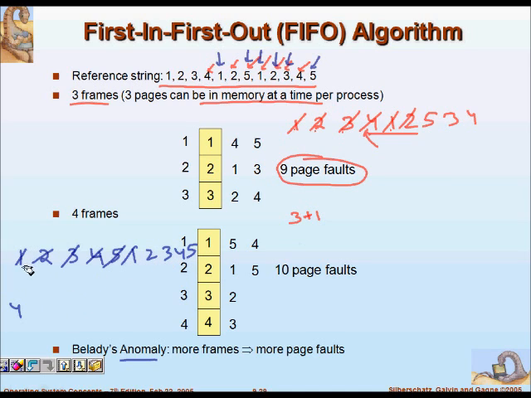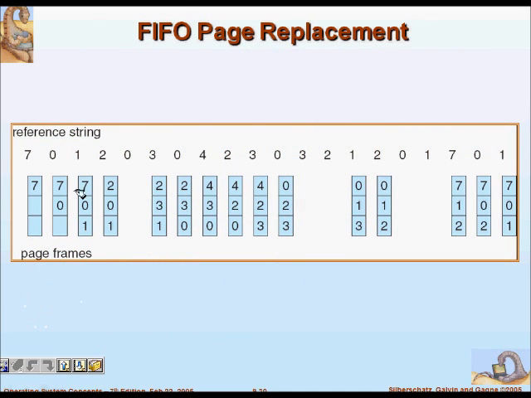So now you see 4 were page faults initially, then 1, 2, 3, 4, 5, 6. 4 plus 6, there were 10 page faults. Okay, so this is even more than 9. You thought that if I increase the number of pages in the main memory, there will be fewer page faults. But if you see here, there were more page faults. So that is Belady's anomaly.